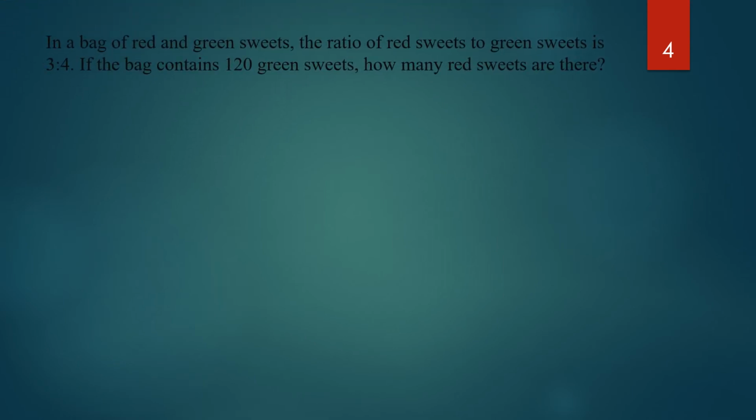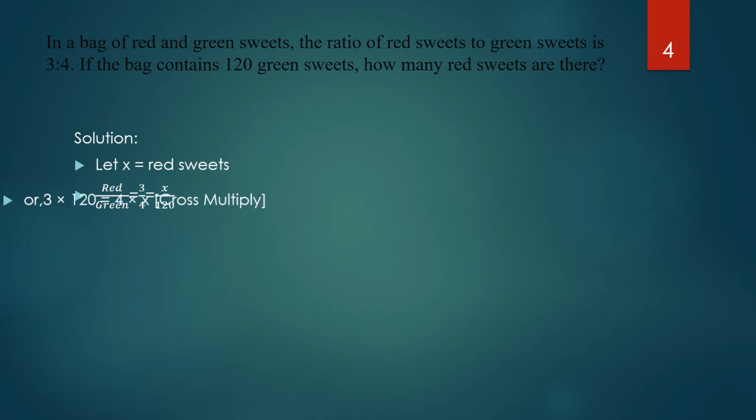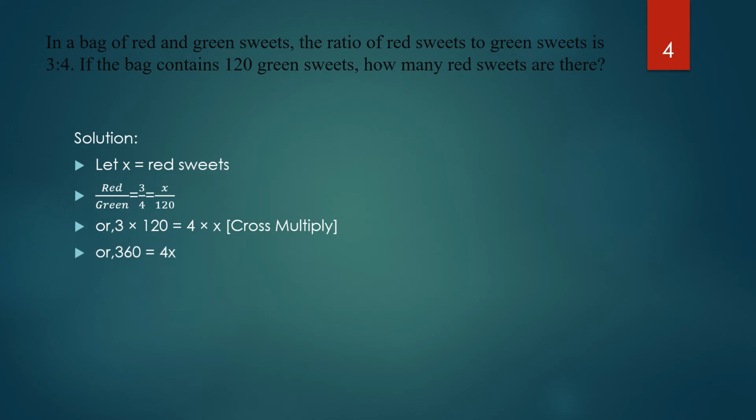In a bag of red and green sweets, the ratio of red sweets to green sweets is 3:4. If the bag contains 120 green sweets, how many red sweets are there? Solution. Let x equal red sweets. So according to the condition, red divided by green equal 3 by 4, or red divided by green equal x divided by 120, or 3 divided by 4 equal x by 120, or 3 into 120 equal 4 into x by the rules of cross multiplication, or 4x equal 360, or x equal 360 divided by 4. Therefore, x equal 90. There are 90 red sweets. Answer.